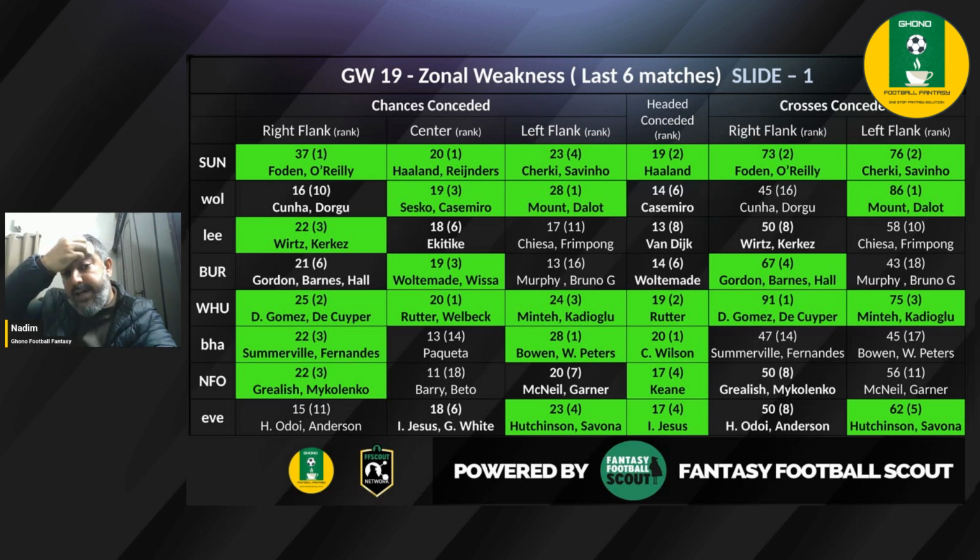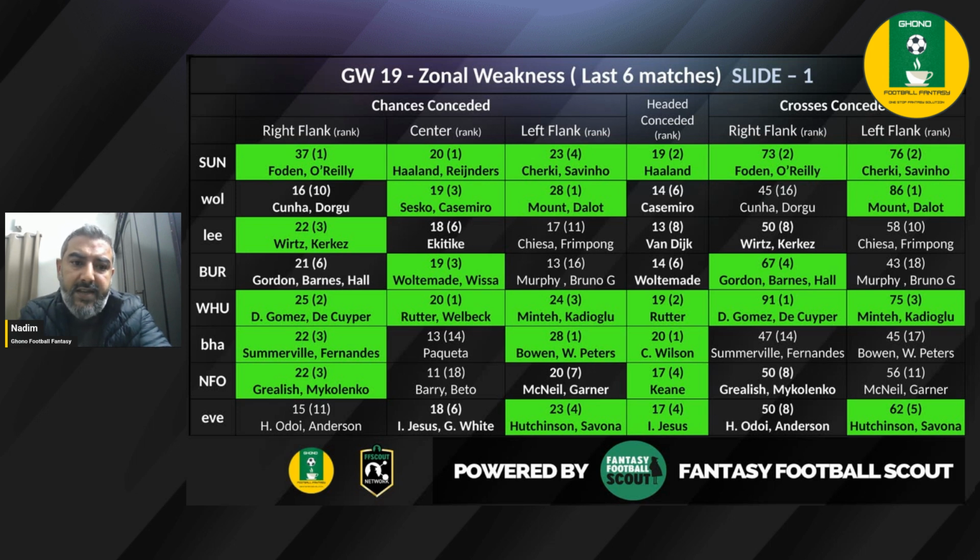However, at least the data suggests, you can see that 22 chances have been considered by Brighton down the right flank. So this is where West Ham's Summerville could occupy their space and do well. But Bowen also could likely do well, along with Walker-Peters down the left flank of Brighton, with 28 chances considered by Brighton. And they are the worst side from the left flank.